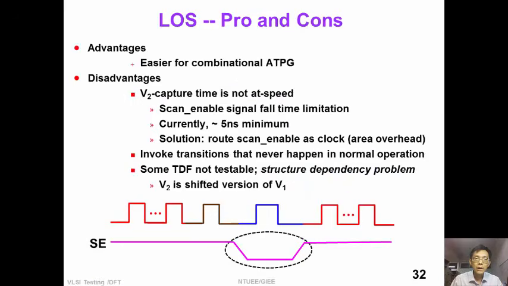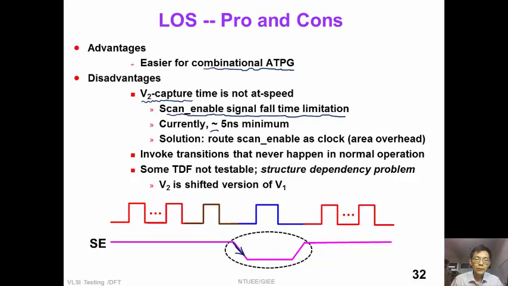Launch-on-shift is a very good scan application because it requires only combinational ATPG. No sequential ATPG is needed. However, it also has some problems. As you can see, the timing between vector 2 and the capture is very slow. This is because scan enable is a global signal, and the falling time of scan enable is limited by physical design.